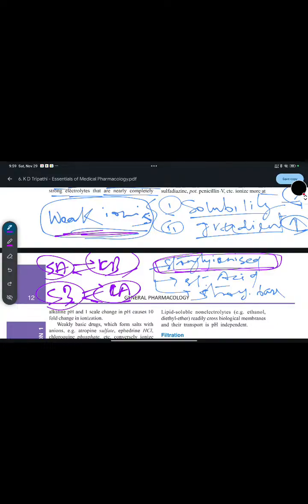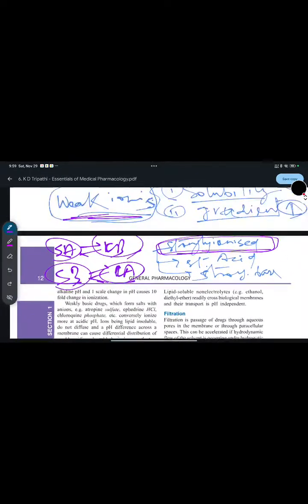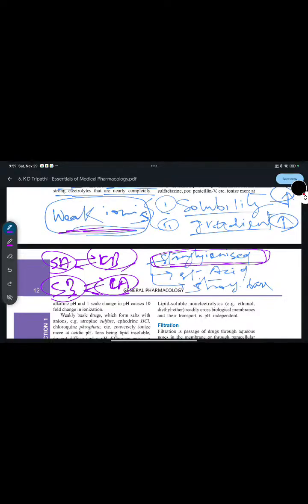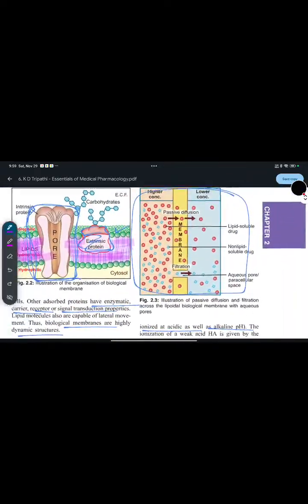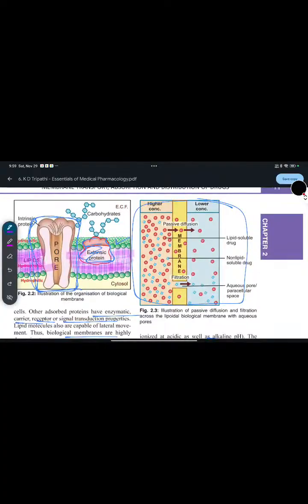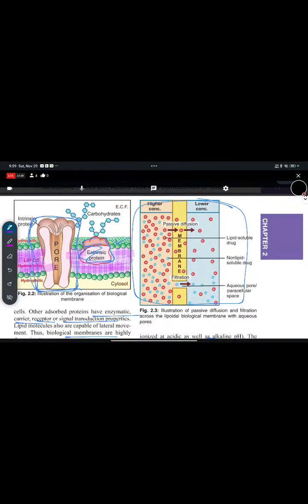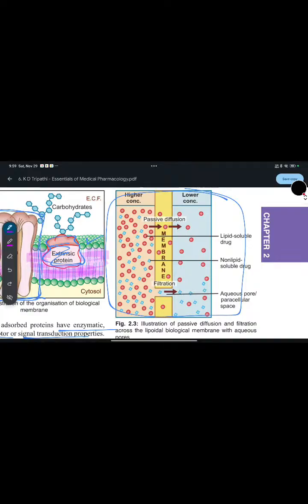Number two, the second thing is that if they are weakly ionized, then bioavailability will be more. And when bioavailability is more in the body, ultimately the pharmacological or therapeutic action of the drug will be seen very effectively. Now see, in that case, whatever I told, passive diffusion.